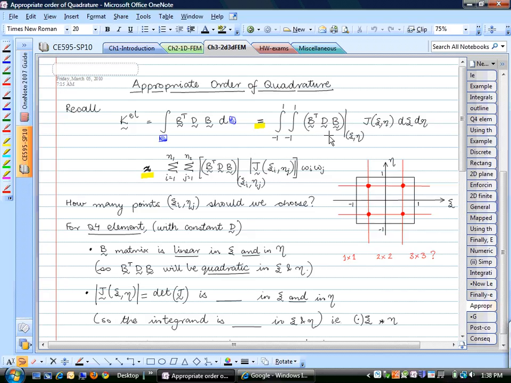So the first thing that we want to consider is this. We just said that the order of polynomial for B is linear in Xi and eta. Therefore, B transpose DB is just a multiplication of itself. So that's going to be quadratic in Xi and eta both. So we just said that this term will be quadratic in Xi and quadratic in eta. Now, what would be the order of polynomial for the Jacobian?